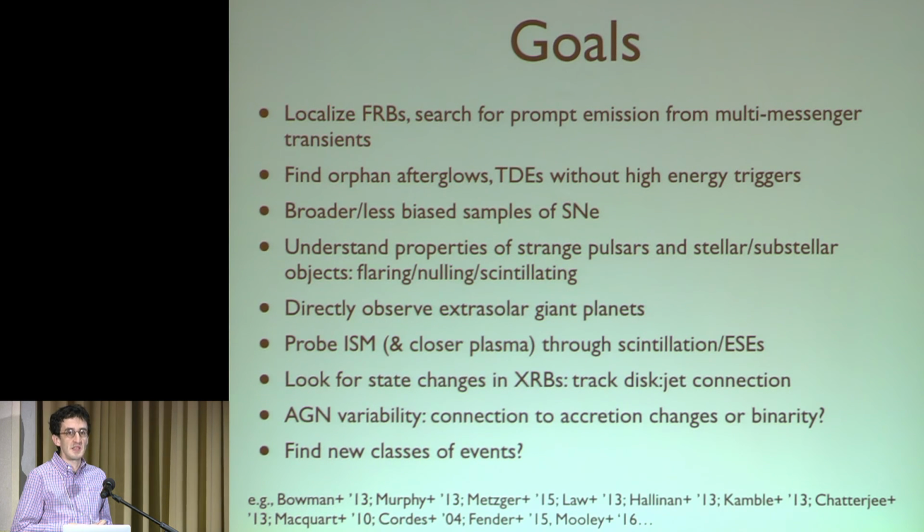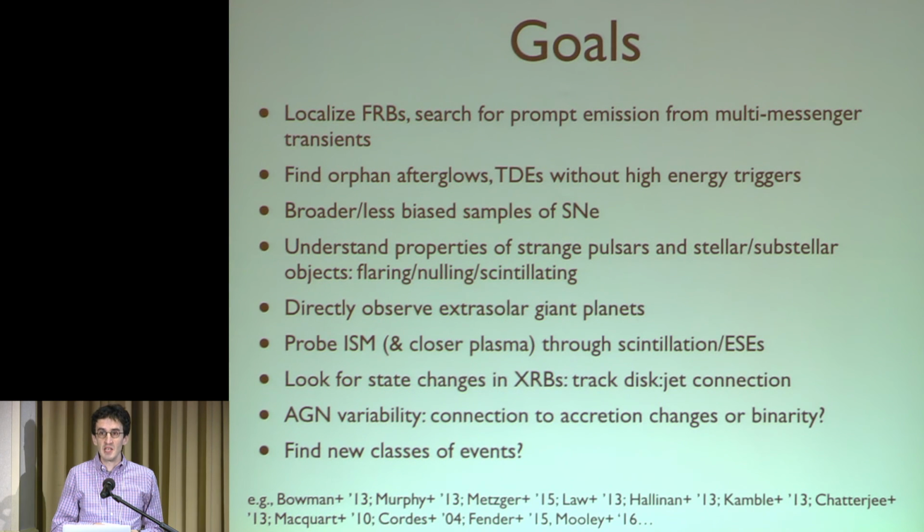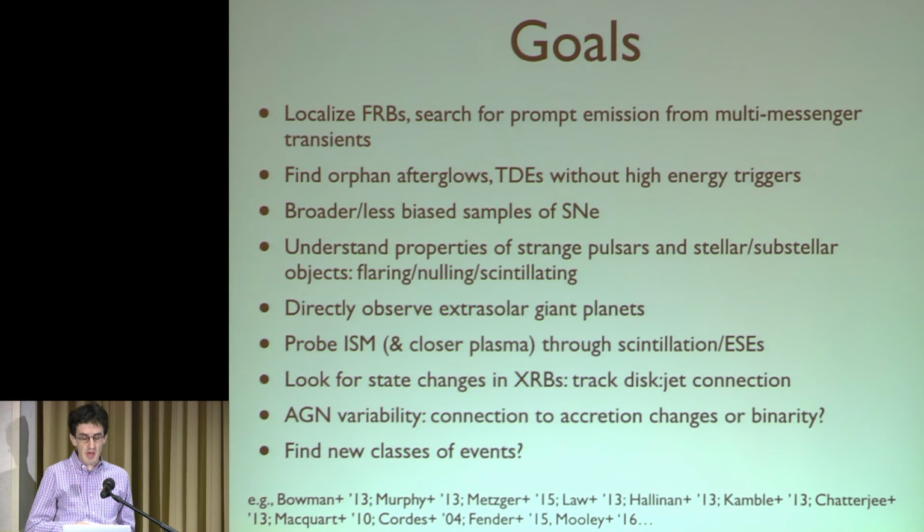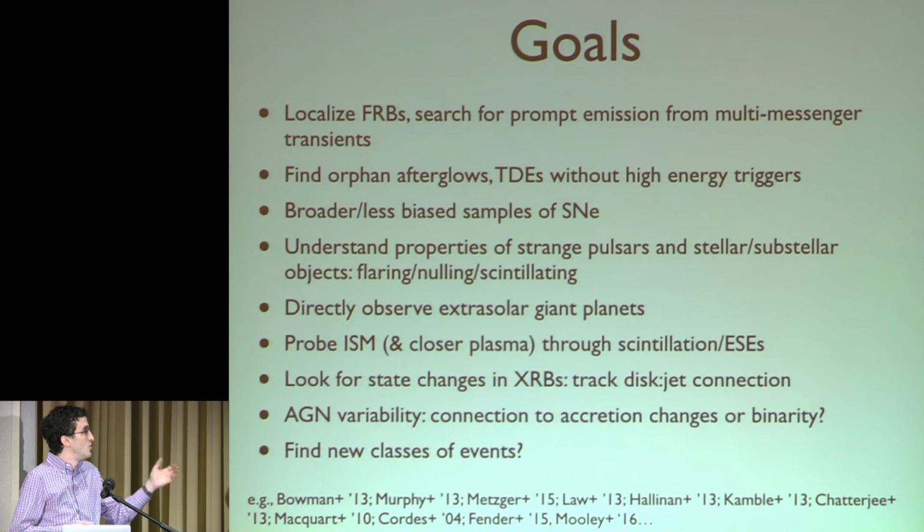Broader and less biased samples of relativistic supernovae. Look at strange pulsars, look at stellar and substellar flares. Directly observe extrasolar giant planets. Probe inhomogeneities in the interstellar medium and closer plasmas, the interplanetary medium, and even the ionosphere through scintillation and extreme scattering events. Look for state changes in X-ray binaries to track the disk-jet connection and understand how accretion proceeds on small scales. Do the same thing at large scales, look at AGN variability, connect to accretion changes or binarity, hopefully connecting to some of the talks we heard about in the previous session. And then finally, new classes of events.